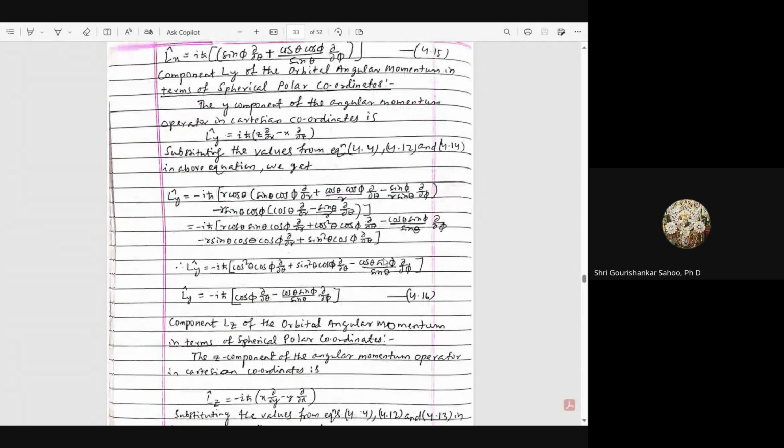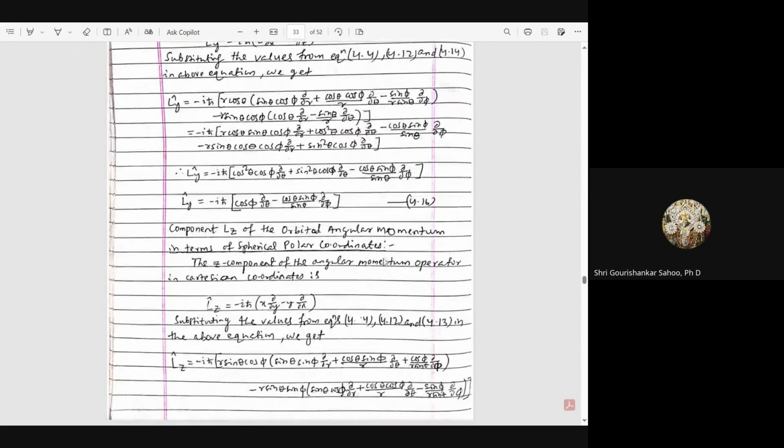Similarly, you can have your Ly and Lz. So Ly can be written as −iħ (cos φ ∂/∂θ − cos θ sin φ / sin θ ∂/∂φ), and Lz can be written as −iħ (x ∂/∂y − y ∂/∂x), which is nothing but −iħ ∂/∂φ. The derivation is shown on the screen.